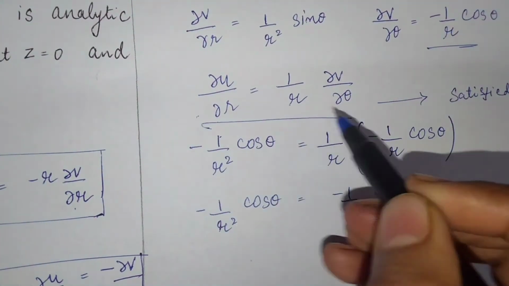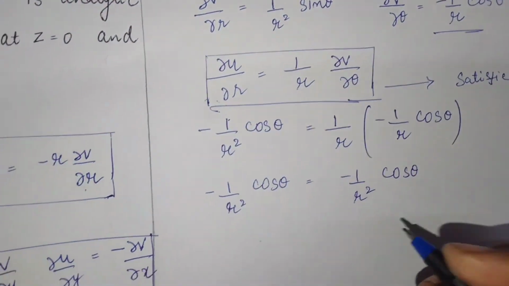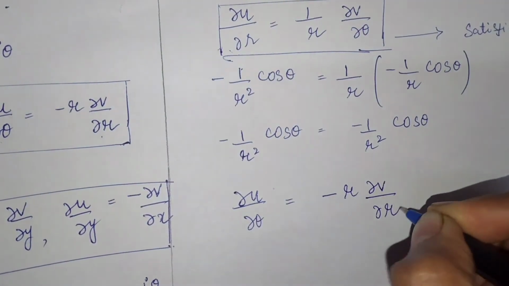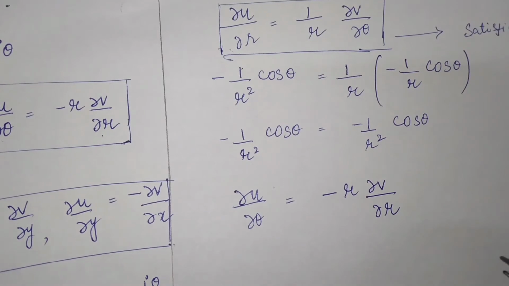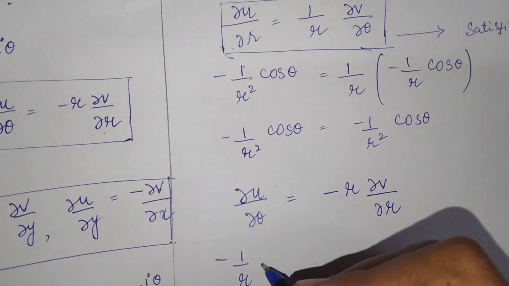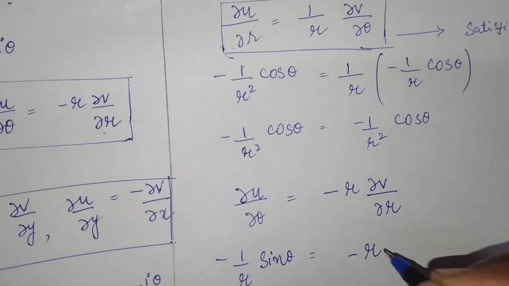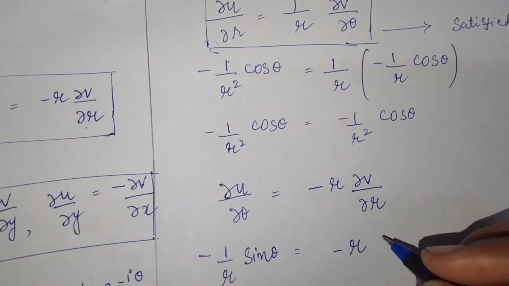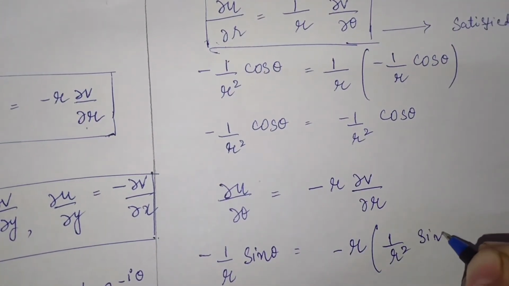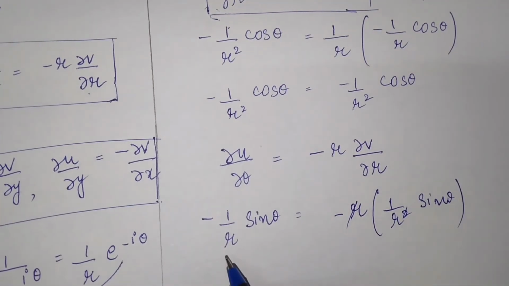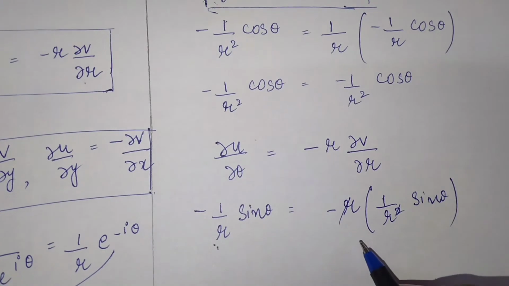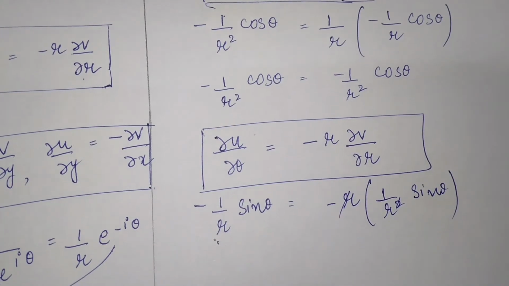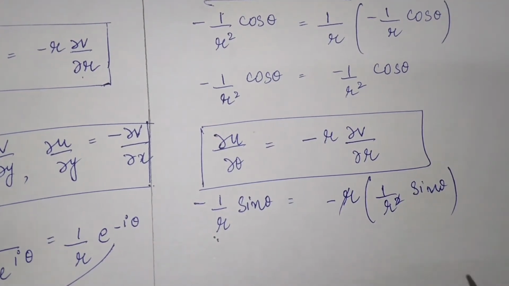Now let us check the other condition, that is del u by del theta should be equal to minus r del v by del r. What is the value of del u by del theta? Minus 1 by r sin theta equal to minus r, and what is the value of del v by del r? 1 by r square sin theta. So this r and this r will get cancelled. Again we can see that both these terms are equal. So this condition is also satisfied. So we can write that Cauchy-Riemann equations are satisfied.